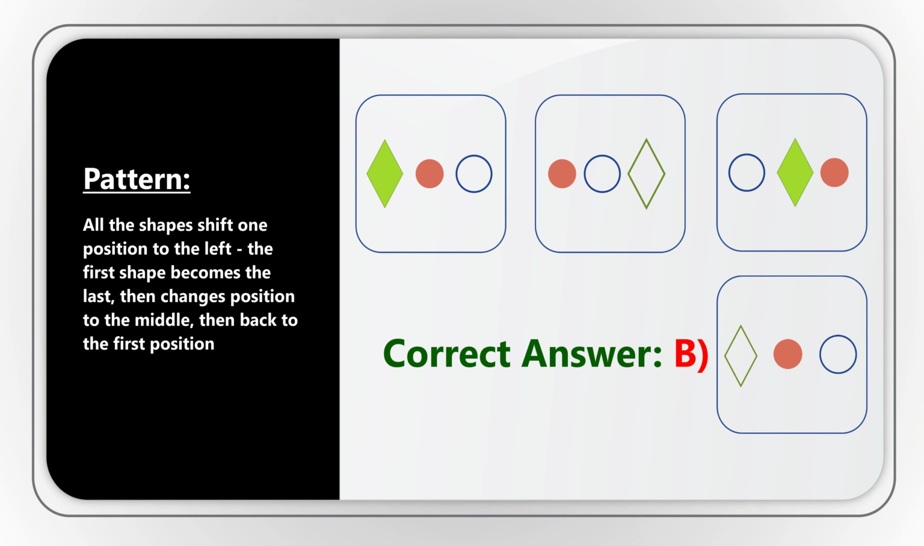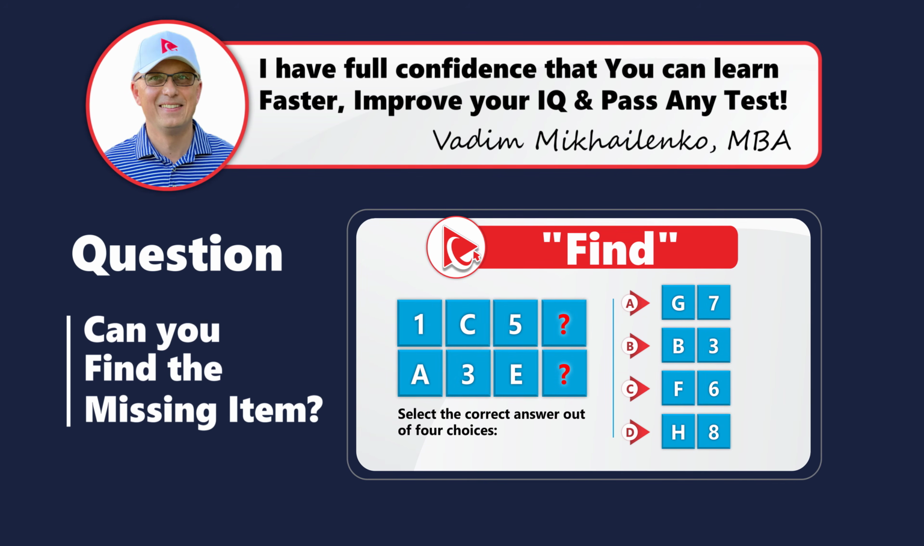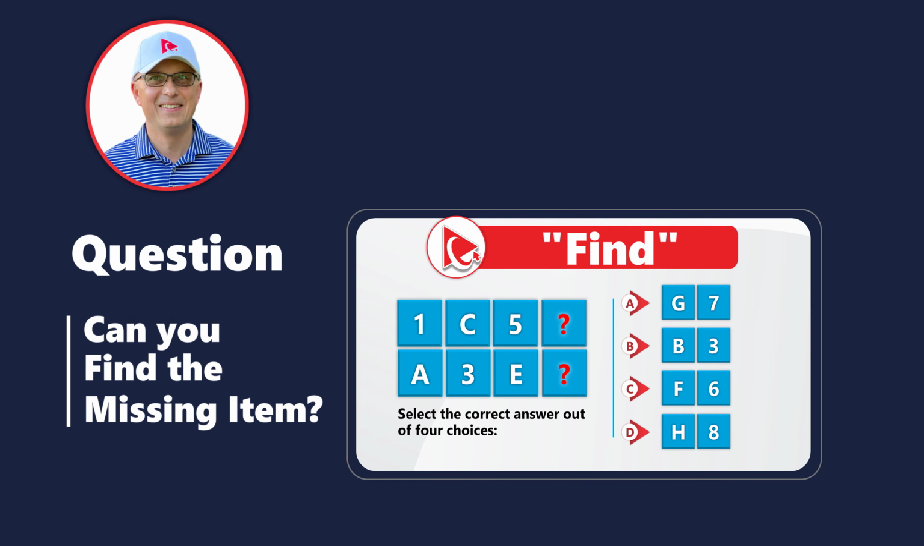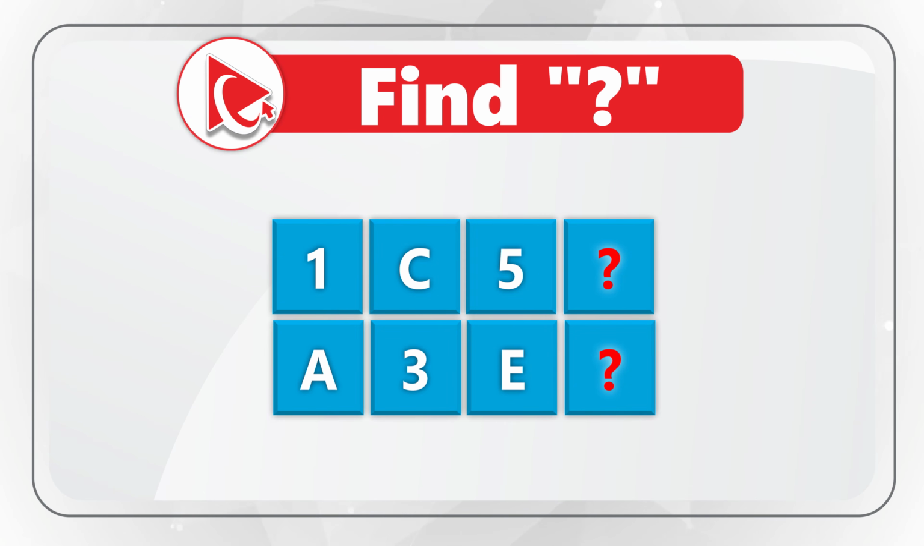Hopefully you've nailed this question on your own and now know how to answer similar problems on the test. Calculating missing items is one of my favorite questions, especially considering the fact that calculations are very simple. You're presented with 2 rows of values. The first row contains values 1, C, 5, and then comes the missing value. The second row contains values A, 3, E, and then comes the missing value.